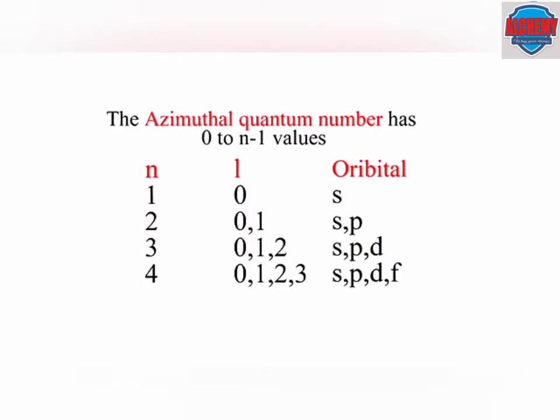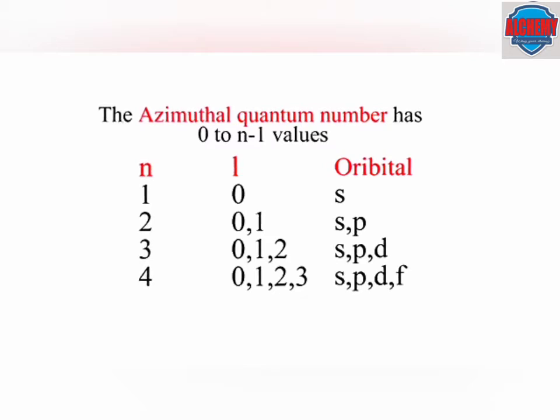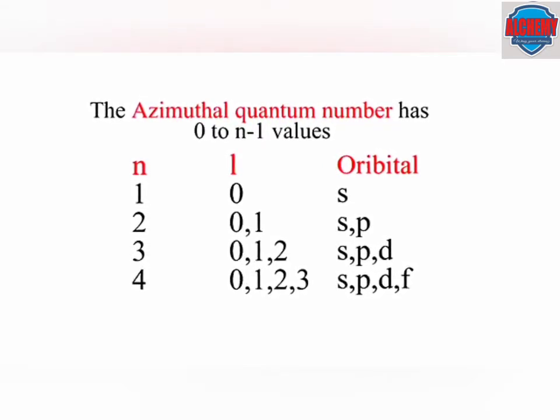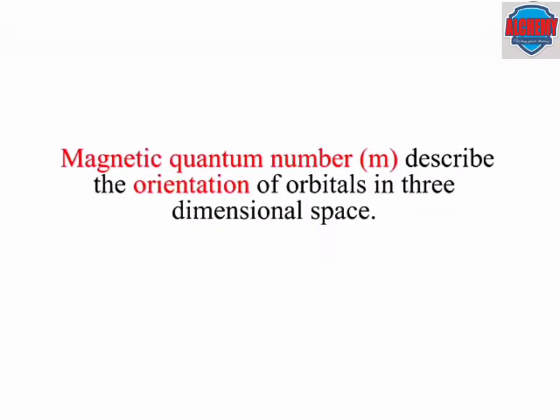The azimuthal quantum number has values from 0 to n-1. This means that the first shell has only one subshell, that is s. The second shell has 2 subshells, they are 2s and 2p. Similarly, the third shell has 3s, 3p and 3d.